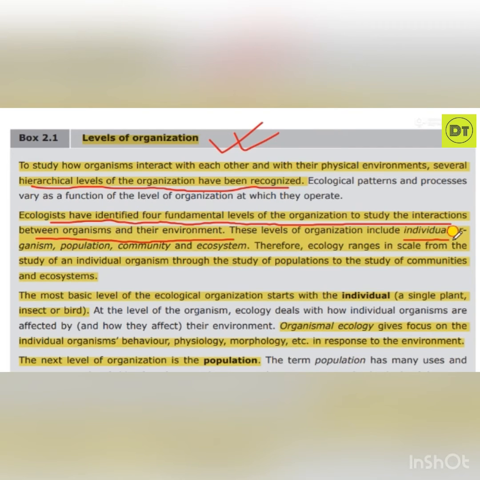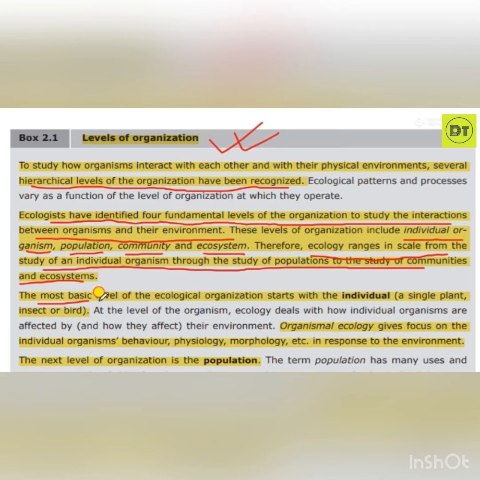The basic one is the individual or organism. Then comes the population. After that comes the community, and then comes the ecosystem. So individual or organism means a single unit, then population, community and ecosystem are the fundamental levels of organization. Therefore, ecology ranges in scale from the study of an individual organism through the study of populations to the study of communities and ecosystems. So you see, ecological study ranges from a single individual organism through the population to the communities and finally to the ecosystem.